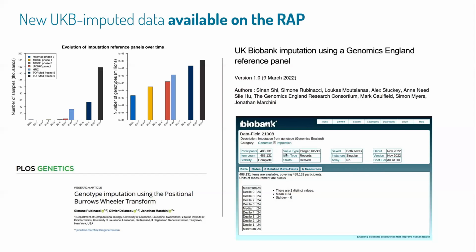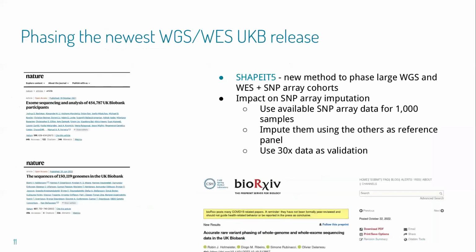However, the UK Biobank has also made available 200,000 whole genome sequencing samples. And of course, this is an amazing opportunity to use this data as an actual reference panel for imputation. For this reason, we worked pretty hard to extend our haplotype phasing model to make it scalable and to improve the accuracy of rare variant haplotypes. This method is called SHAPEIT5, and it was released late last year.